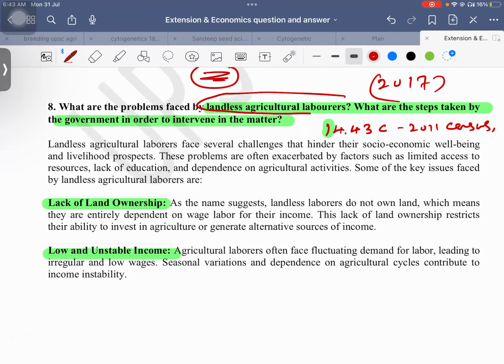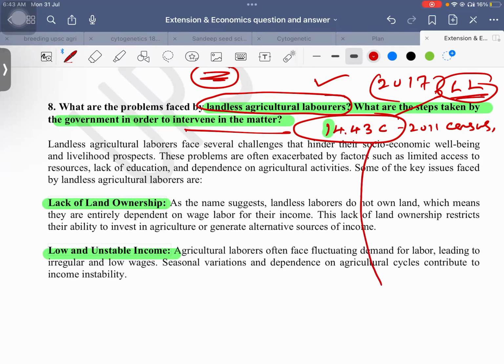Next is the question on landless agriculture laborers. What are the steps taken? So we have around 14.43 crore landless laborers as per the 2011 census.